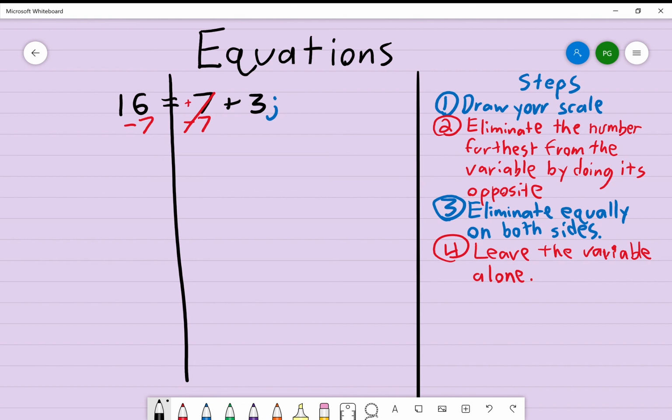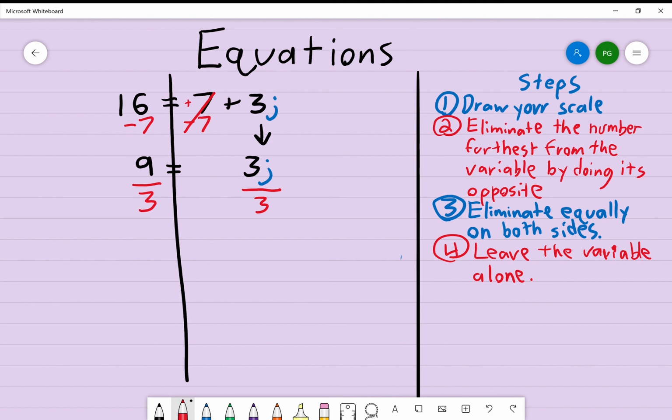It's going to give you 0. Okay, let's just subtract them. 16 minus 7 should be 9. Bring down the equal sign. 7 minus 7 is 0. And then bring down the 3j, which I haven't touched. Perfect. Now, step 4. Leave the variable alone. Currently, the variable has a 3 next to it. And the 3 and the j, since they're touching, there's no sign between them, they are multiplying. What's the opposite of multiply? The opposite of multiply is divide. And if I divide by 3 on one side, I must do it on the other side.